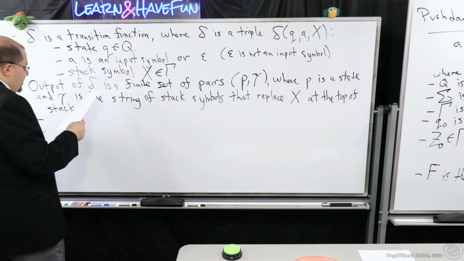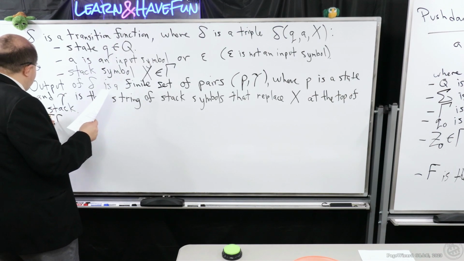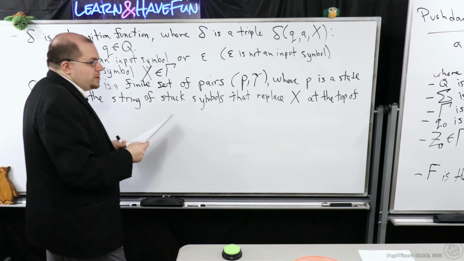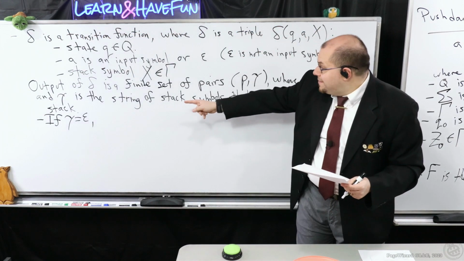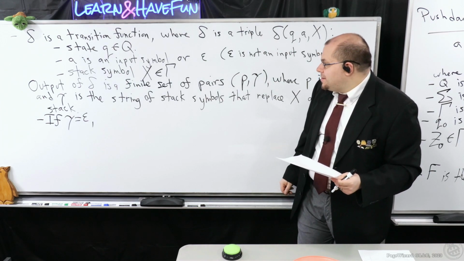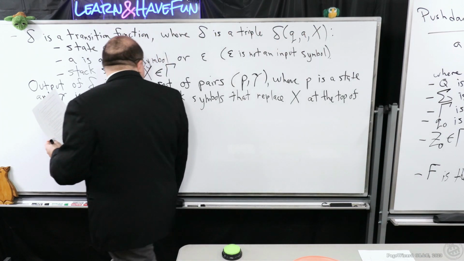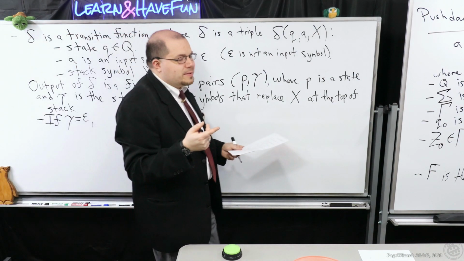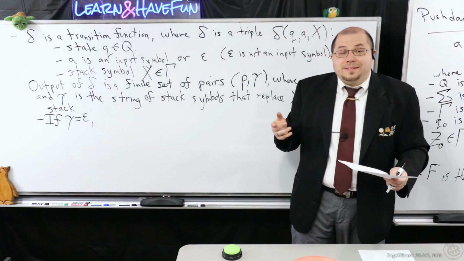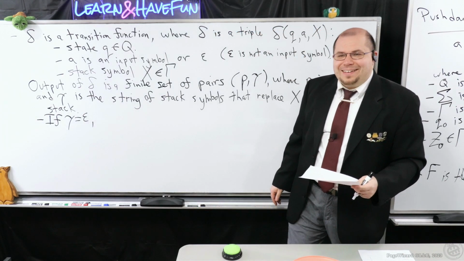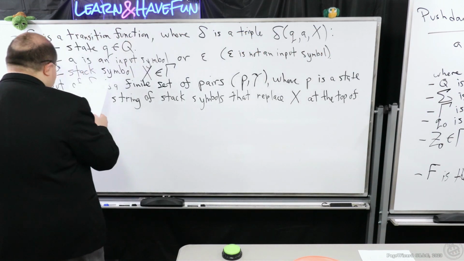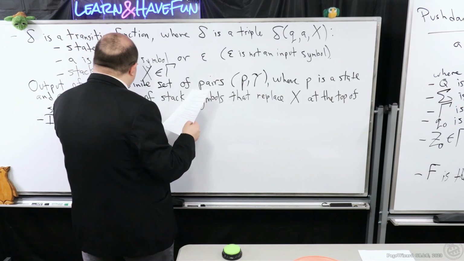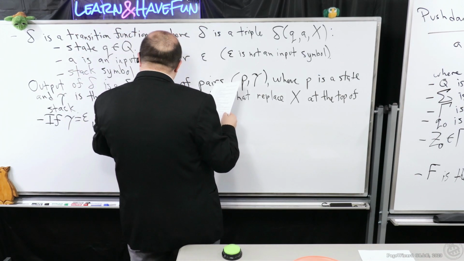So again, I'll write them like this deliberately. If lowercase gamma is equal to the empty string, what should happen if it's the empty string? It's going to replace the top of the stack. What did we say that means? What does it mean? It's poppin' time. Yeah, it's poppin' time, right? It pops. That's what we said earlier. The stack is popped.